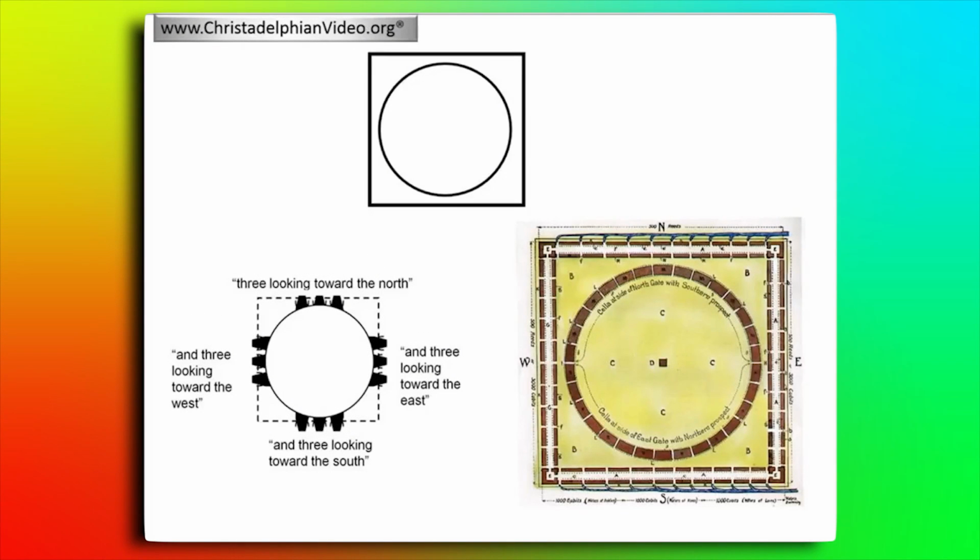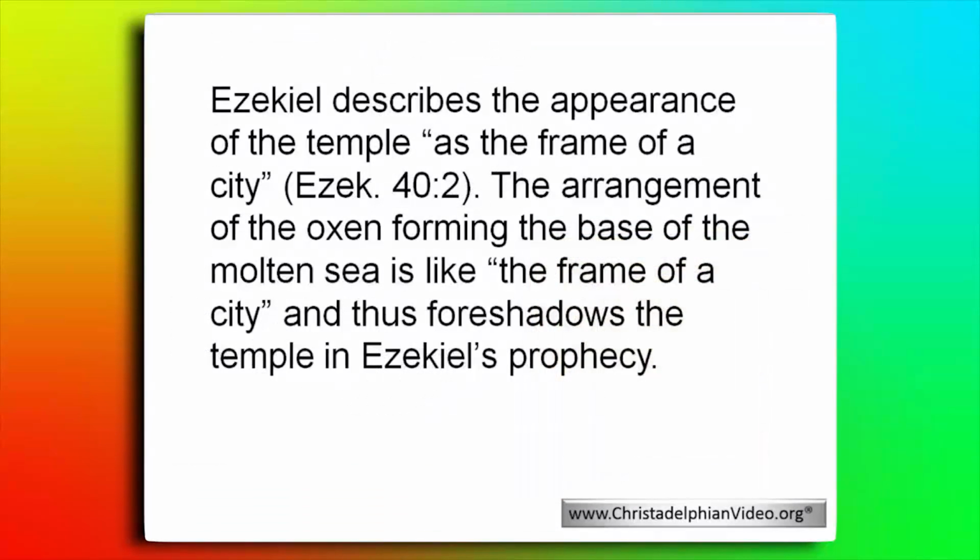This design matches the overall design of Ezekiel's temple as envisaged by Henry Sully. Thus, the circular design of Ezekiel's temple can be derived from the molten sea in Solomon's temple. We have seen that the arrangement of 3 oxen on each point of the compass match the way in which the cities in Ezekiel 48 and Revelation 21 are described. The molten sea is therefore like a city.